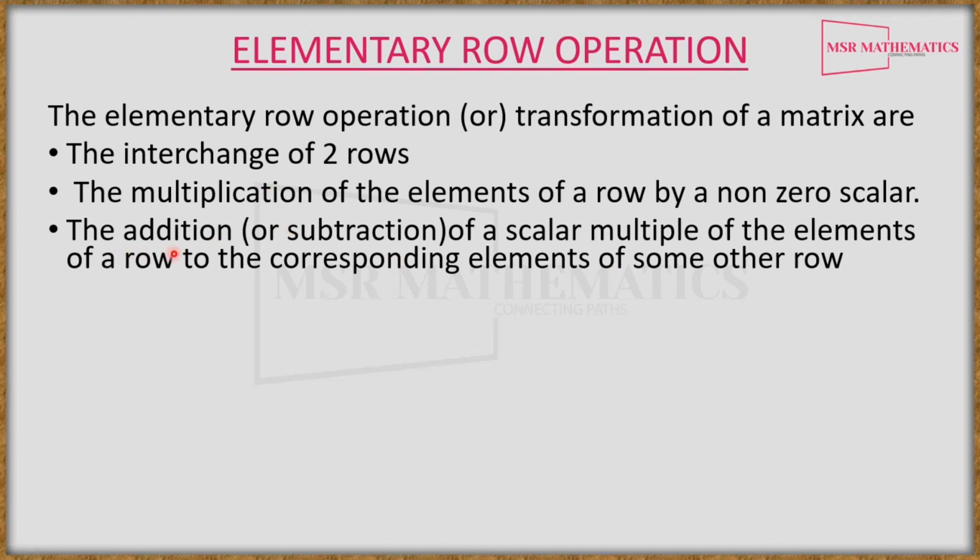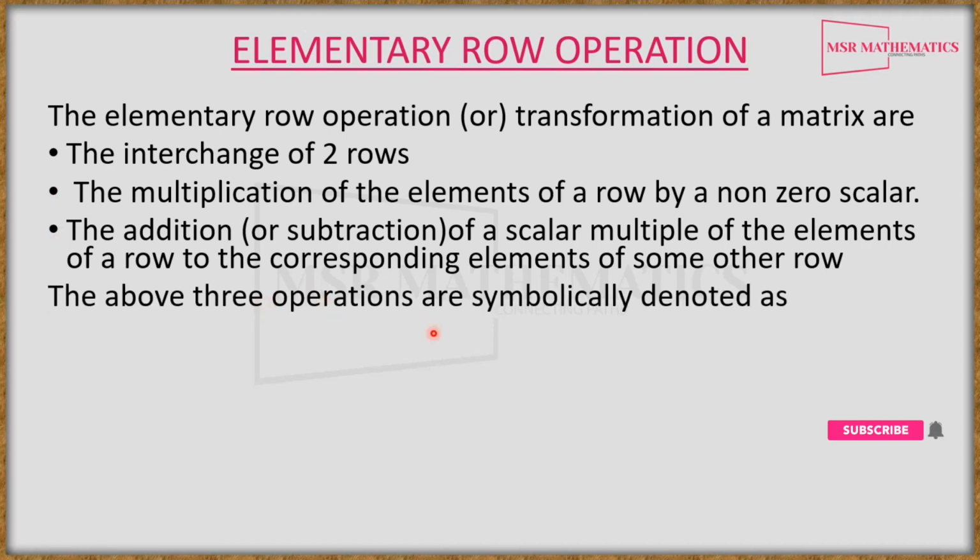The third property is the addition or subtraction of a scalar multiple of the elements of a row to the corresponding elements of some other row. Here we can apply the property as we can add any two rows or we can subtract any two rows of a matrix. That is the third property. These are all very important in solving the problems.